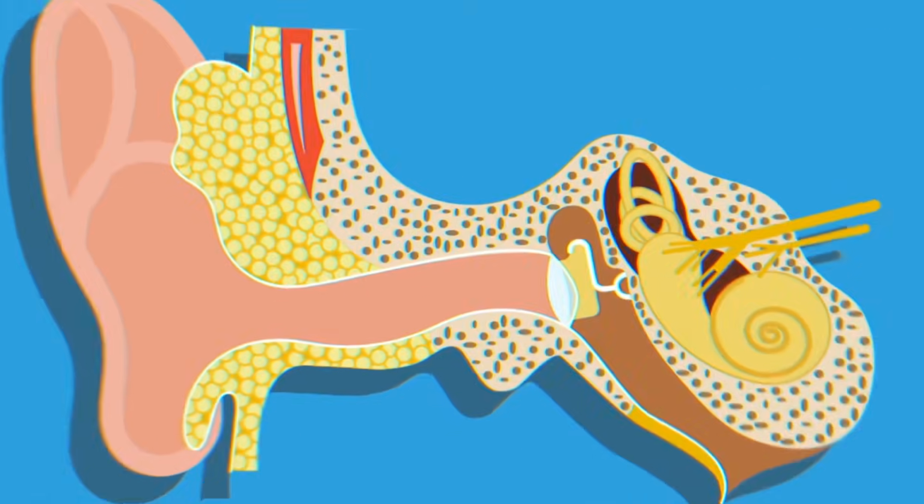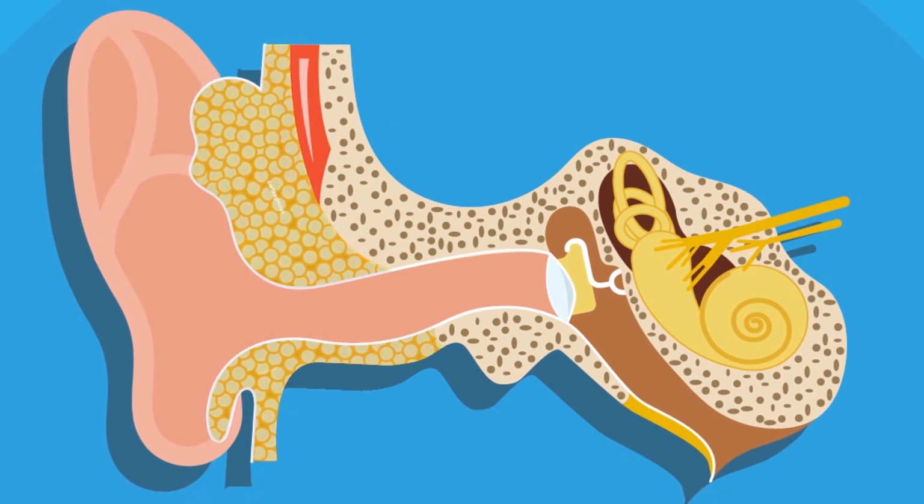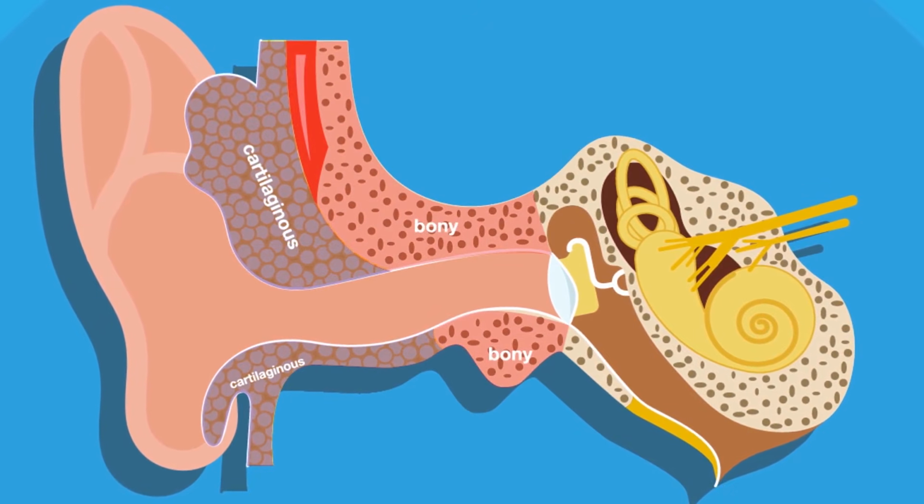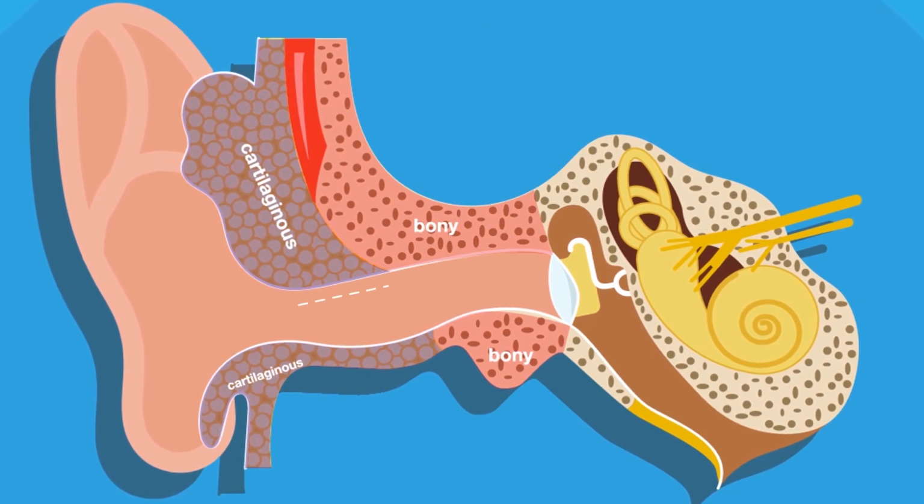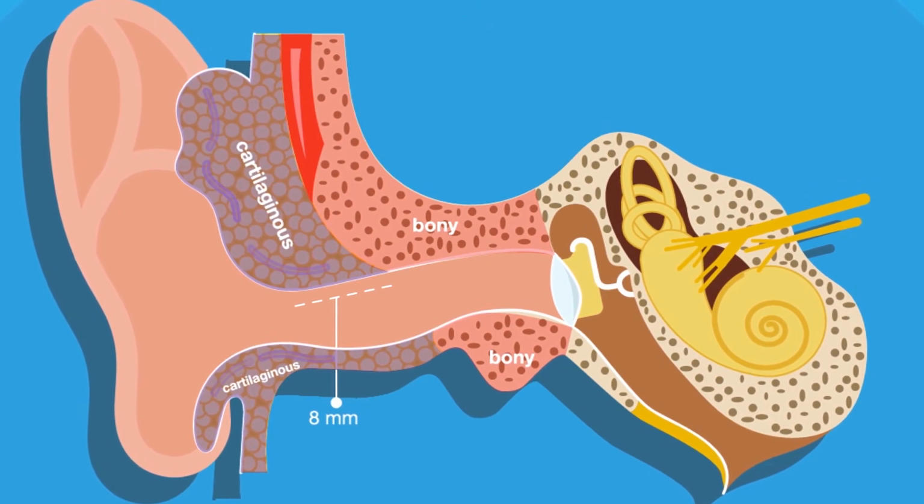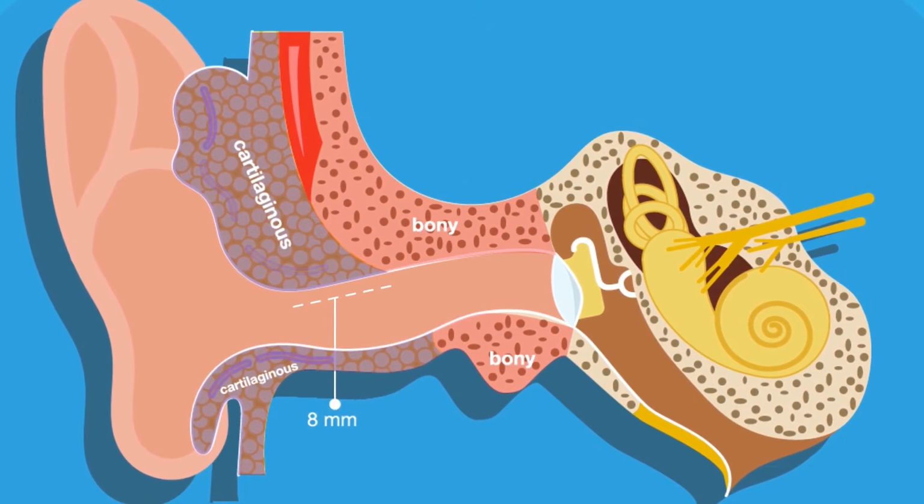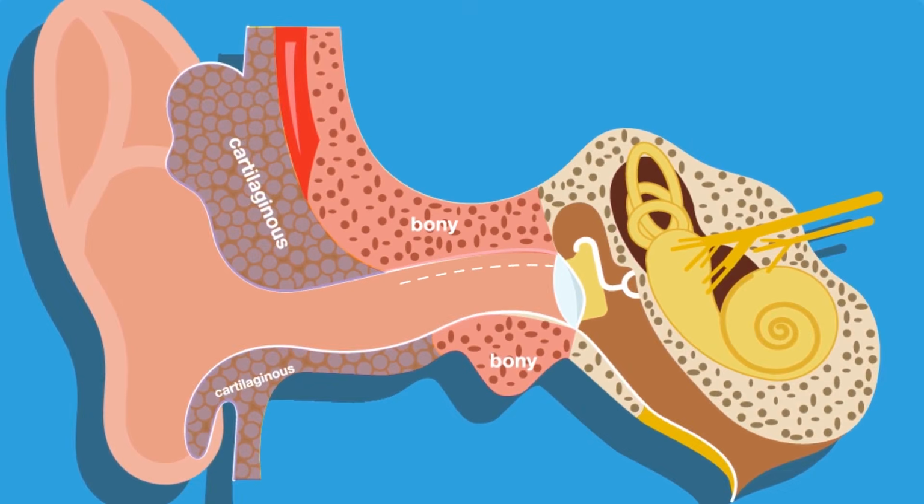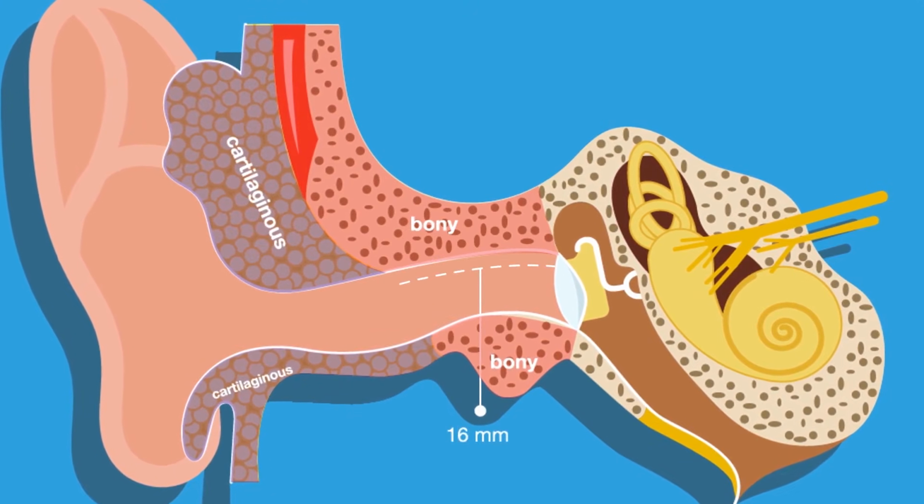The canal is divided into 2 parts, A. Cartilaginous, and B. Bony. A. Cartilaginous part. It forms the outer 1/3, 8 mm, of the canal. Cartilage is a continuation of the cartilage which forms the framework of the pinna. B. Bony part. It forms the inner 2/3, 16 mm.